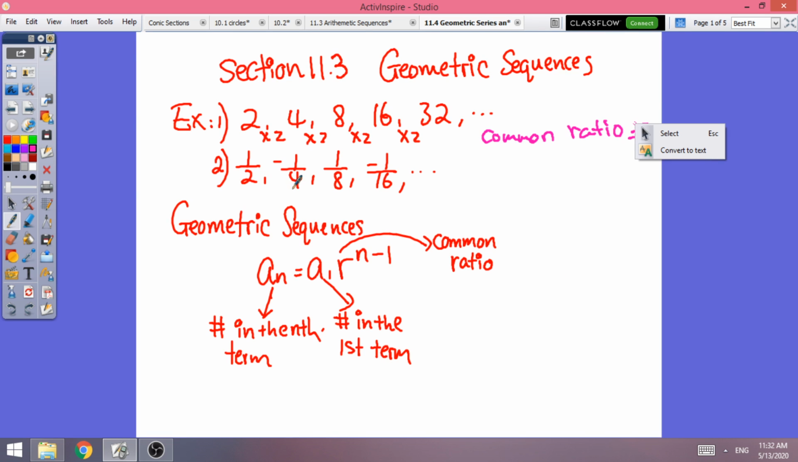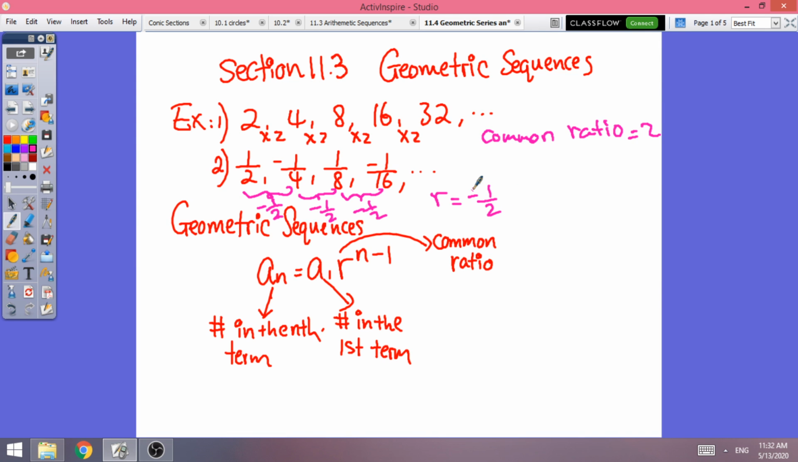So what about the common ratio for this one? 1/2 to negative 1/4. As you can see, this one is an alternating sign sequence. In order to go from 1/2 to negative 1/4, we multiply by negative 1/2. Would that be the same case for the next two terms? Well, negative 1/4 times negative 1/2 would be 1/8. And then 1/8 times negative 1/2, you'll get negative 1/16. So for the common ratio, this one is negative 1/2.